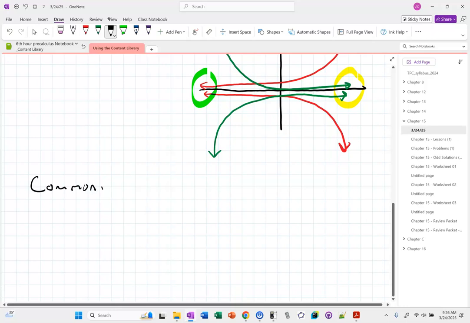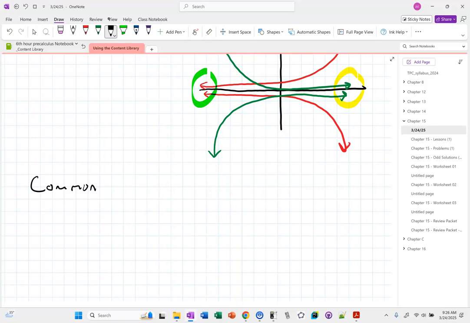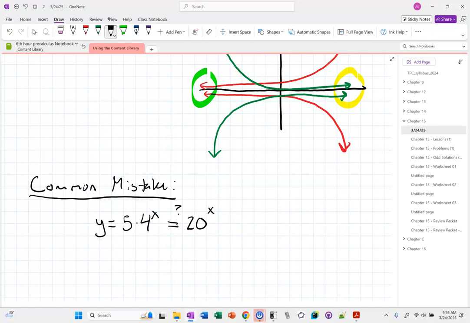So before we continue on, I want to identify a common mistake that I see students make. And if you make this mistake over and over again, it's going to spell doom for you. So let's say we have the exponential function 5 times 4 to the x. Is that equal to 20 to the x? Absolutely not. No, never.